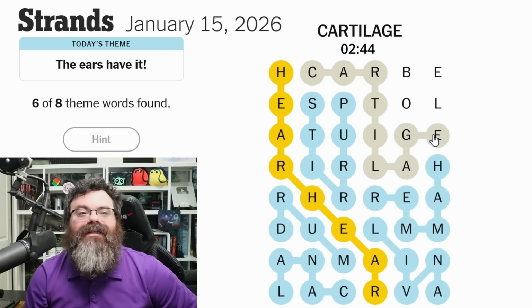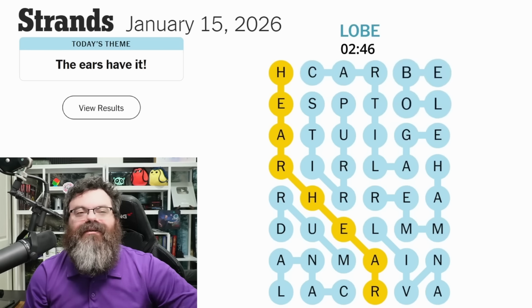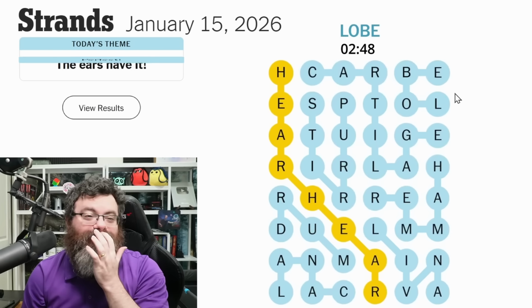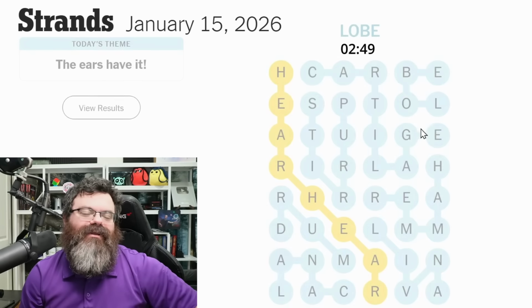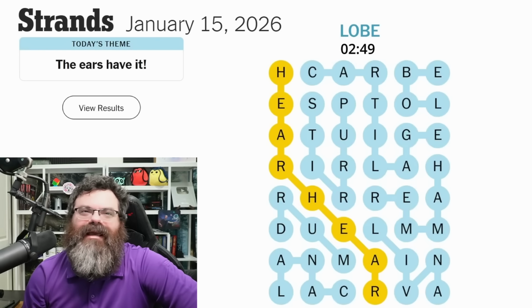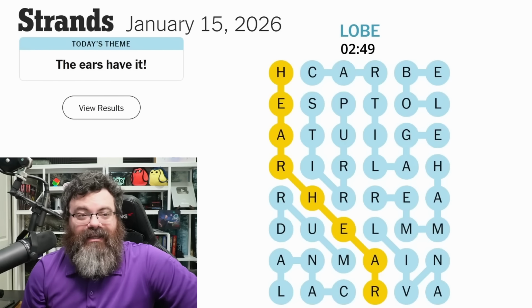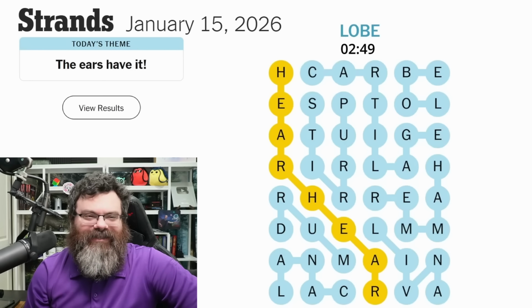Cartilage. There we go. And the lobe, the earlobe. Forgot about the earlobe. I was thinking what was in the ear. Lobe is part of the ear, so I don't really have an excuse. All right, cool. I figured it out though, eventually. Technically ranks perfect, I think.